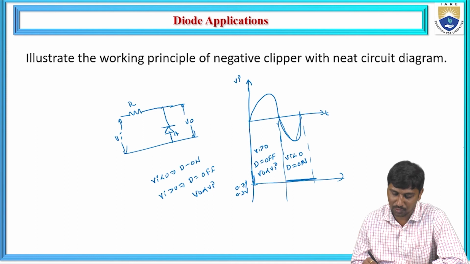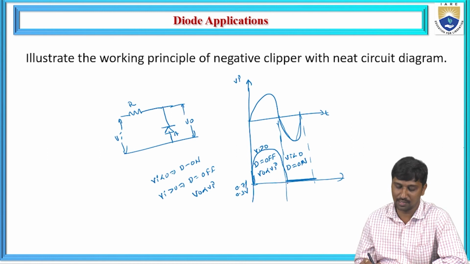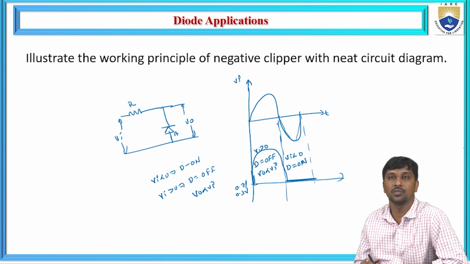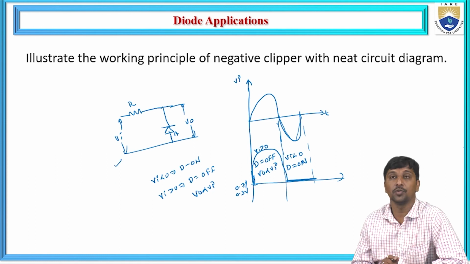V0 is proportional to Vi, means linearly. V0 also changes linearly with respect to the given input signal. So that is the reason. From this response, we observe that the negative portion of the given arbitrary signal is attenuated or clipped. Hence, this type of circuit acts as a negative clipper circuit.